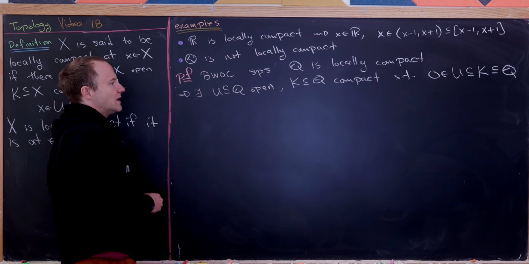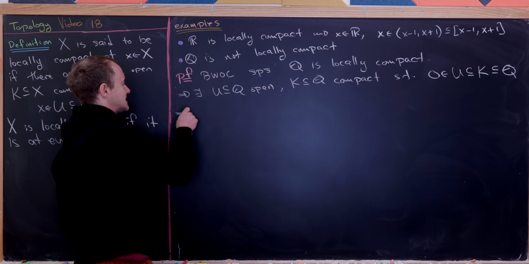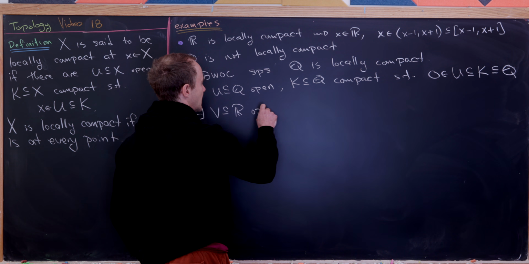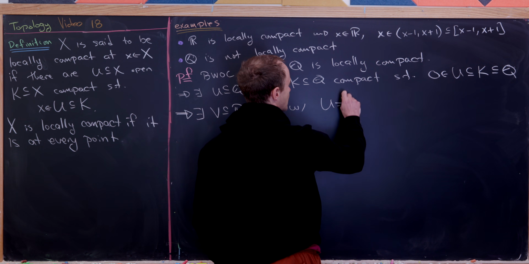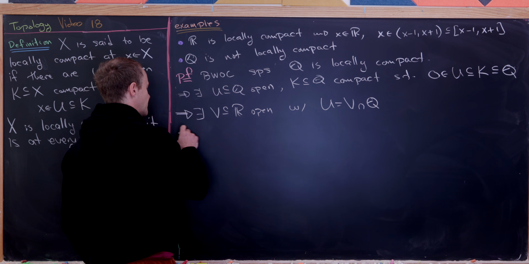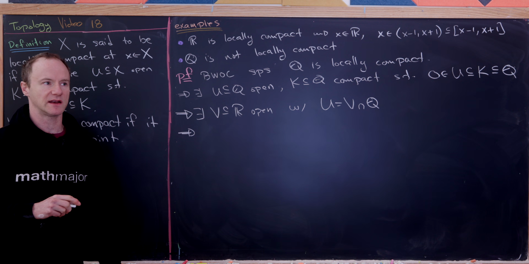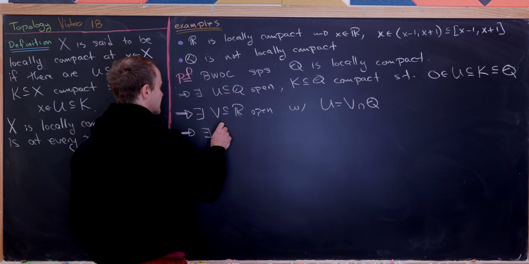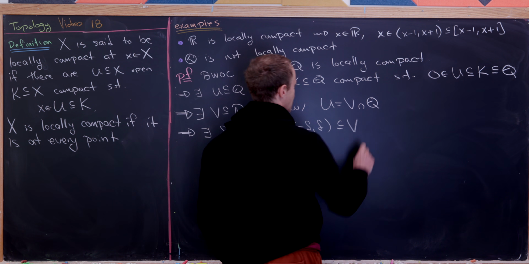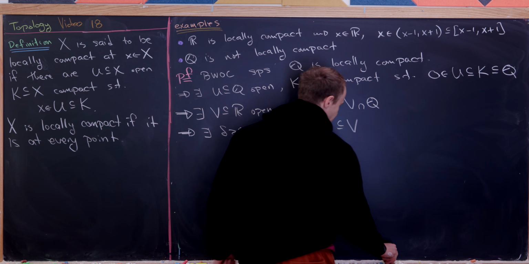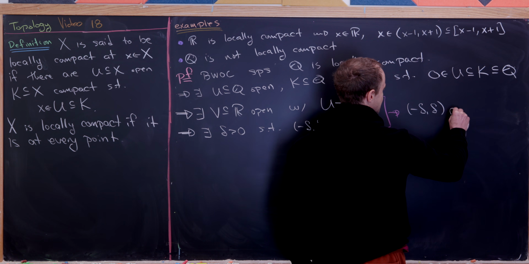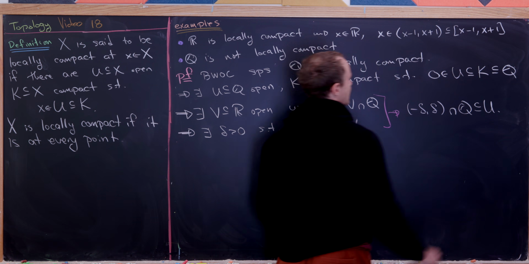Okay, nice. But now let's notice the following. That tells us that there exists a V which is open in R with U equals V intersected with Q. That's the definition of the subspace topology on Q. But then by the definition of an open set in the standard topology on R, there exists a number that I'll call delta bigger than 0, such that the interval (minus delta, delta) is a subset of V. Now, smashing these two previous lines together, observe that (minus delta, delta) intersected with Q is a subset of U, our original open set.